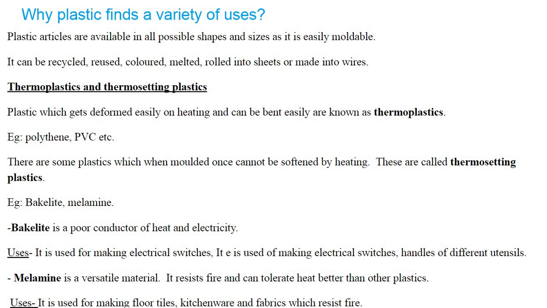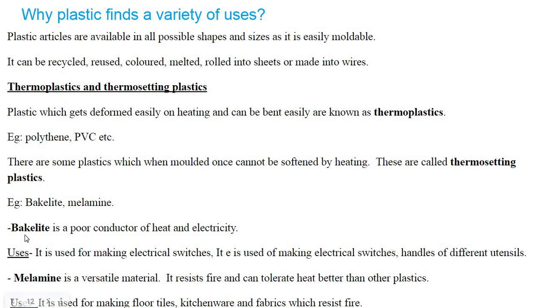Bakelite is a poor conductor of heat and electricity. Conductor means, do you remember? It won't allow heat or electricity to pass through it. So bakelite is a poor conductor of heat and electricity. And where is it used? It is used for making electrical switches and handles of various utensils. Why is it used here? Because it's a poor conductor of electricity and heat.